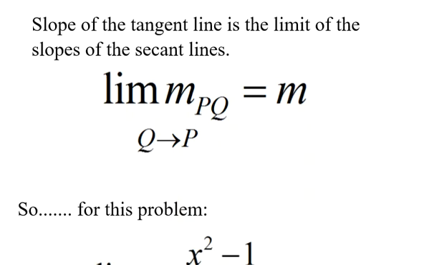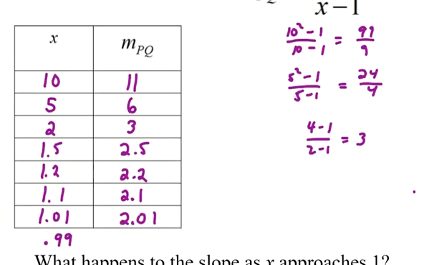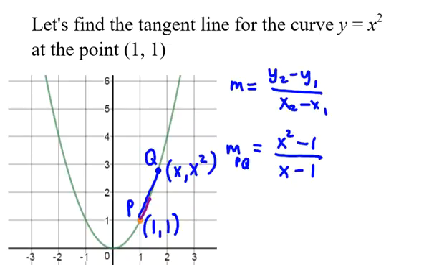And as it gets closer, it's obviously going to approach that slope. And you could see that with our table, how as I increased it, it got closer and closer and closer to 2. As we were approaching 2.